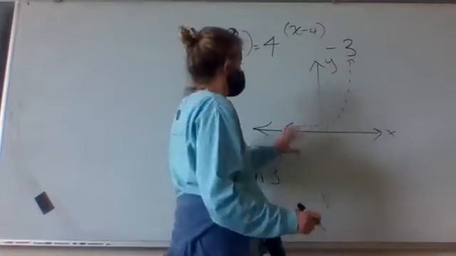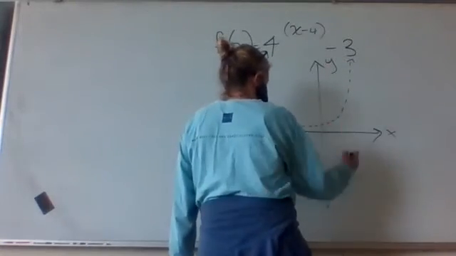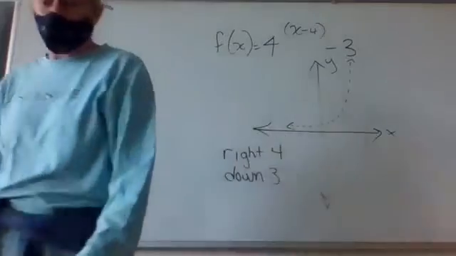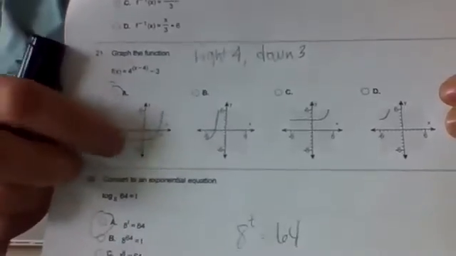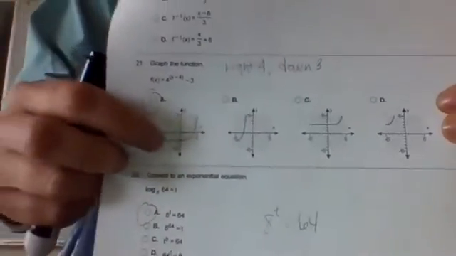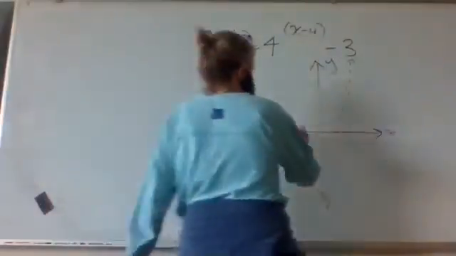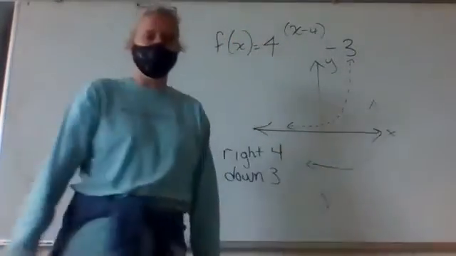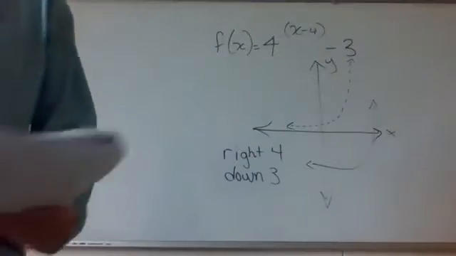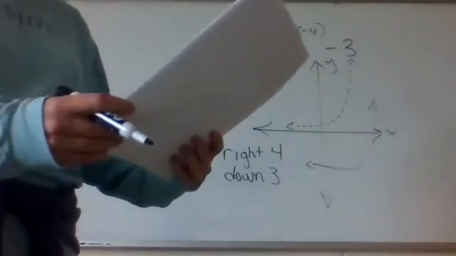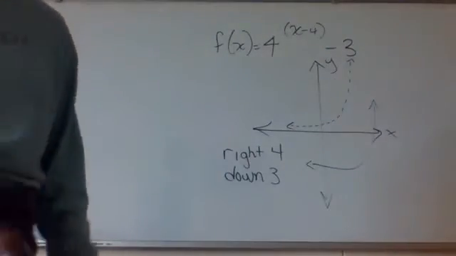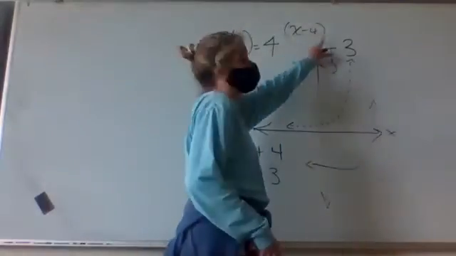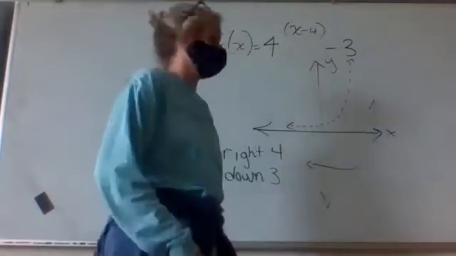So think about this shape being shifted to the right 4 and then down 3. And which one would that look like? Which one of these has been shifted to the right 4 and down 3? This A is the only one that has done that. Right? Right 4, down 3 would shift it over there. Okay, but you can obviously also put that in your y equals to graph it.